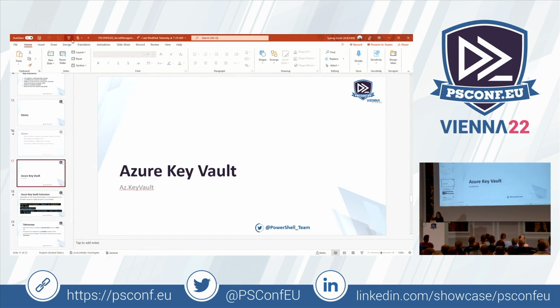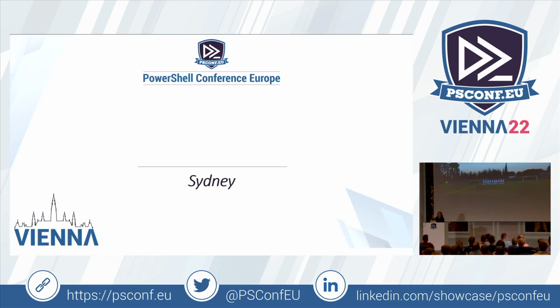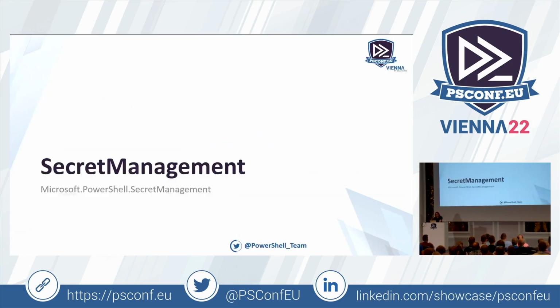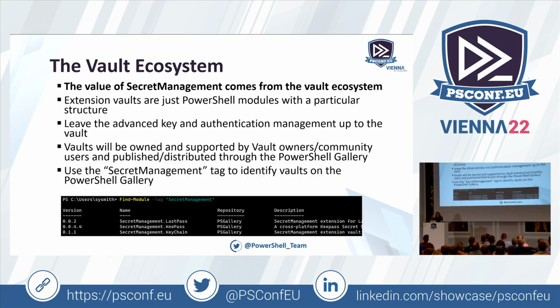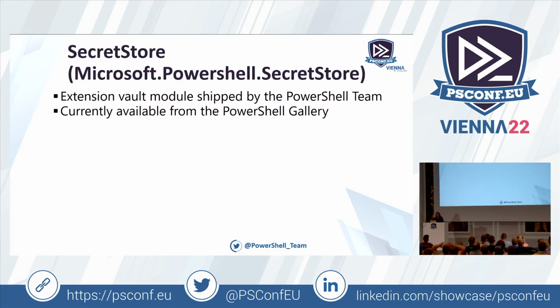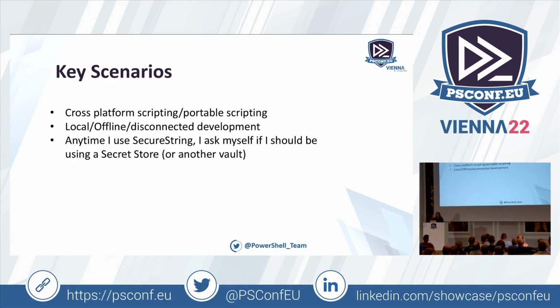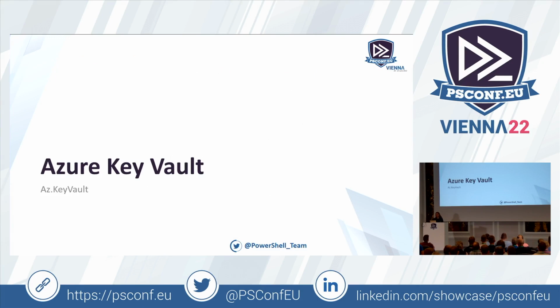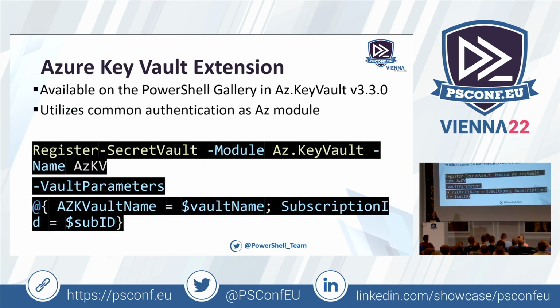But one last thing I did want to show was one more example of a vault. We talked about the vault ecosystem. That's an example of a local vault. I want to show an example of a remote vault. One example of that is Azure Key Vault. The extension vault module for Azure Key Vault just ships in the az.keyvault module. And this is a good example because it is a vault that uses vault parameters.